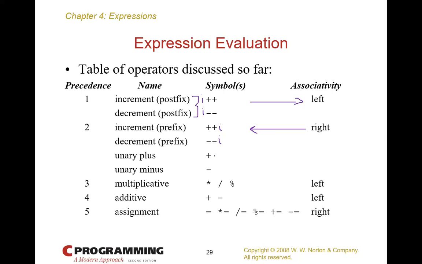After that, we have the unary operators. The associativity of unary operators also is from right to left. Next, we have multiplicative operators, and they have associativity of left to right. Additive, left to right, and assignment, right to left.